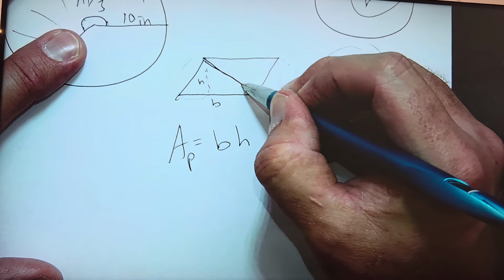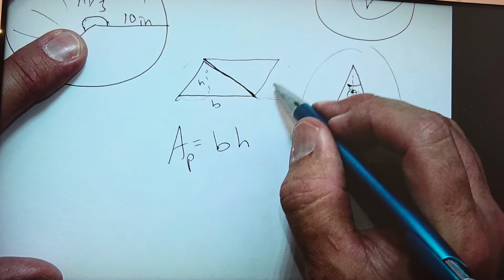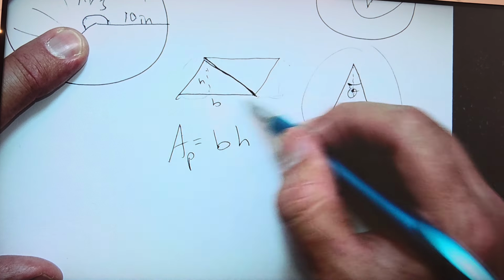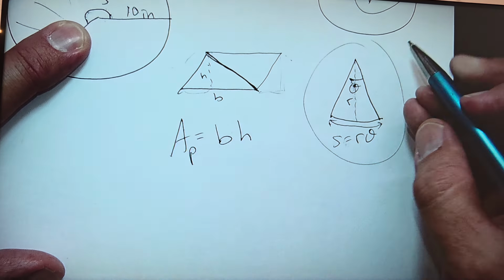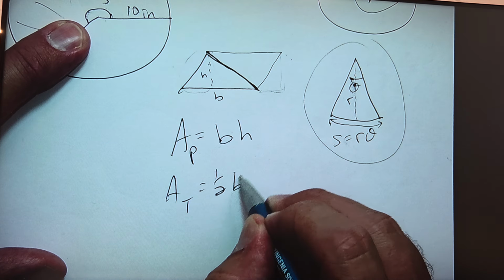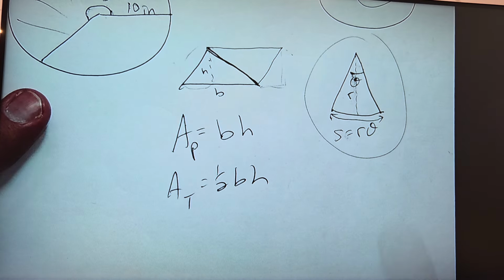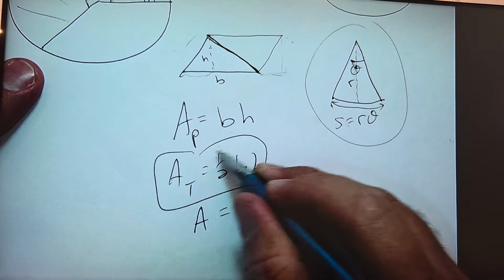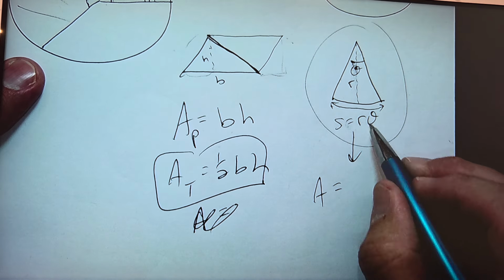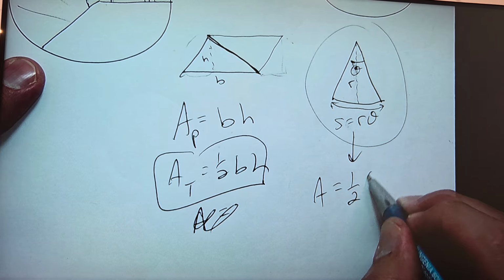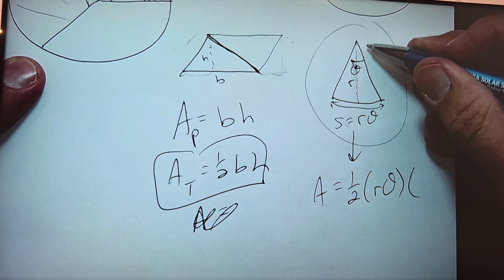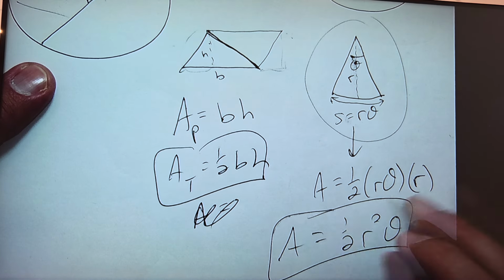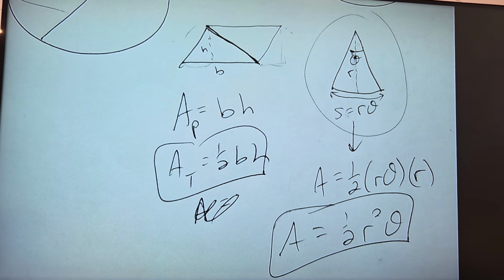How much of the whole area is this triangle? I just cut it in half. I cut this whole parallelogram in half. So the area for a triangle is 1/2 base times height. In this guy, if I pretend like it's a triangle, what's acting like the base? Yes, this is acting like the base. So it'll be 1/2 base, and what's the height? R. So the area is 1/2 r squared theta. That is the actual area for a sector of a circle.